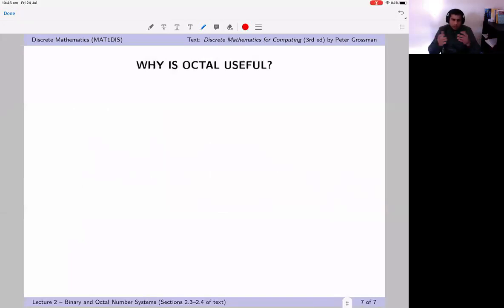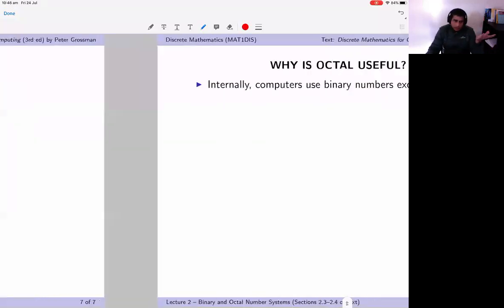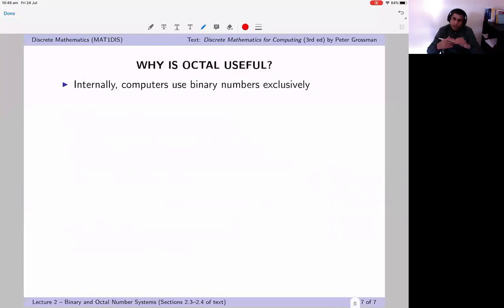So why are we studying octal, and why was there a need to go beyond octal? What are the advantages of octal and what are the disadvantages? A few advantages I have already explained. Internally, as we all know, computers use binary numbers exclusively, right? In each box we have either on or off. Each bit is like 0, 1, right?